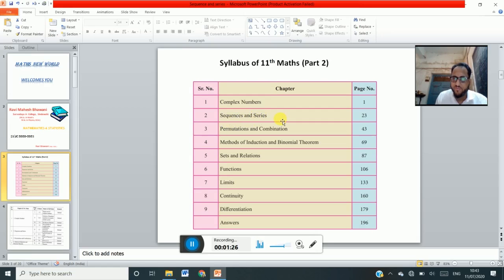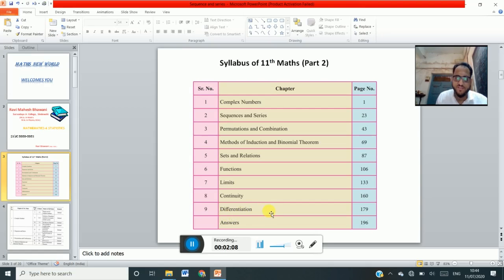Second is sequence and series. Next is permutation and combination. Then method of induction and binomial theorem. Then one of the important chapters, sets and relations. The next is functions. Next chapter is limits. This is the base of the second part, that is algebra of mathematics. Next is continuity, and last one is differentiation, right?